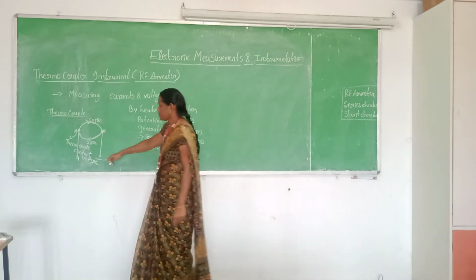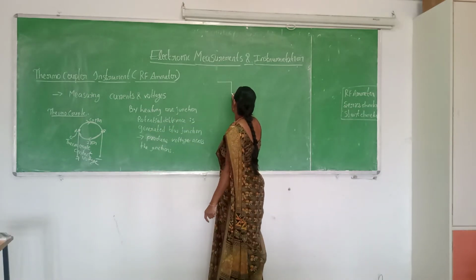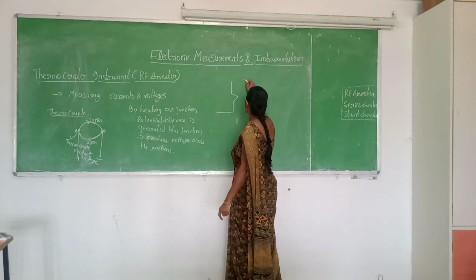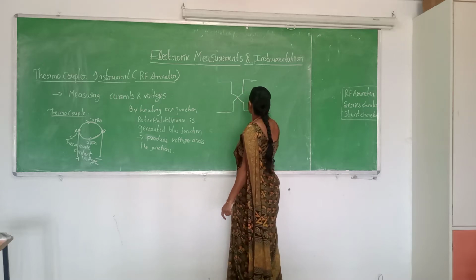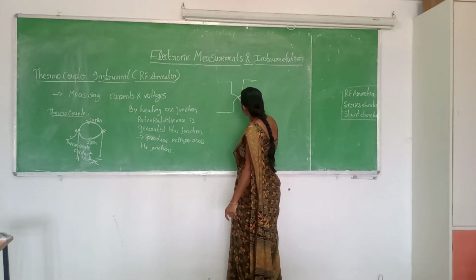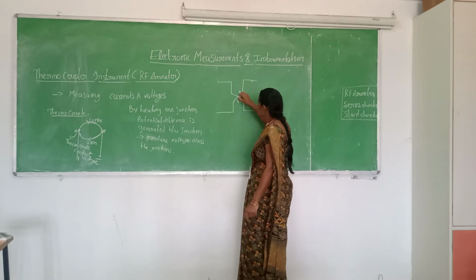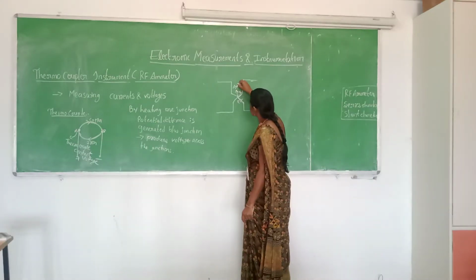So here the voltage is produced. Now I am taking, this is the diagram for the thermocouple. Here I am taking two dissimilar metals. This is metal A and this is metal B. This is the contact, and this contact is called the thermocouple contact.